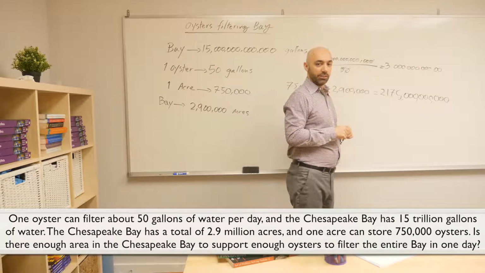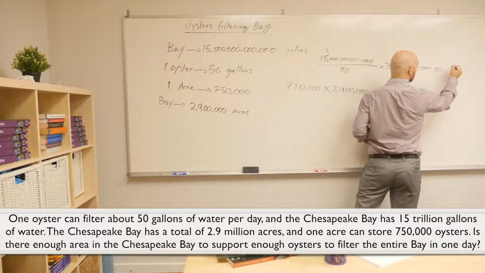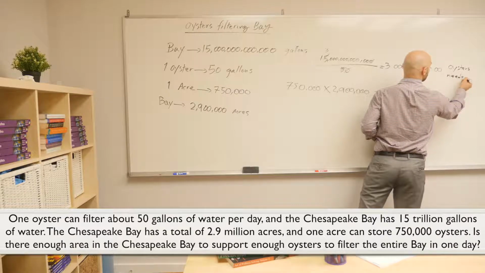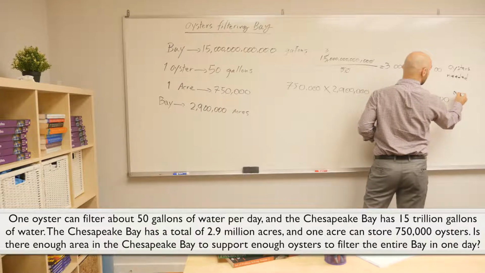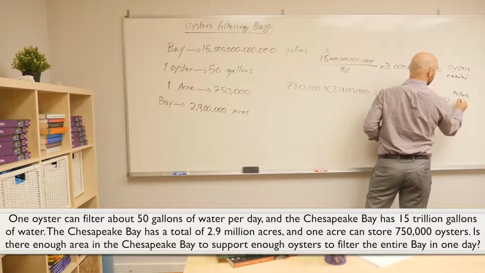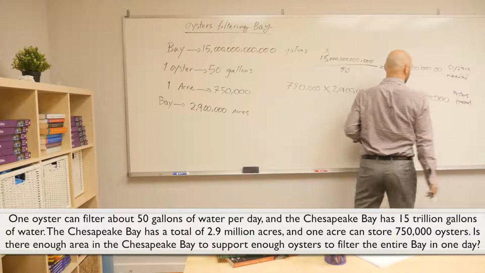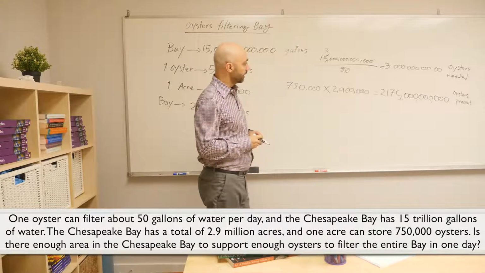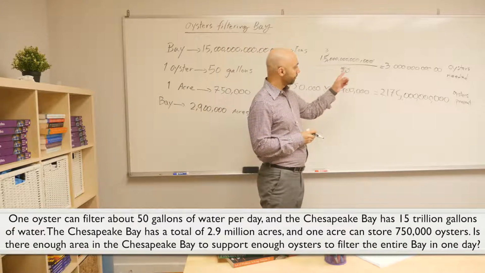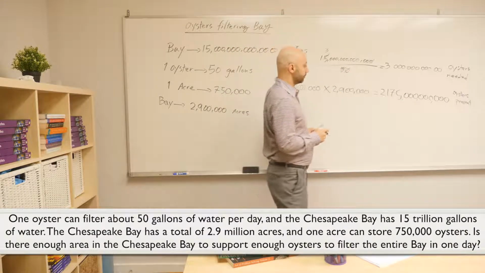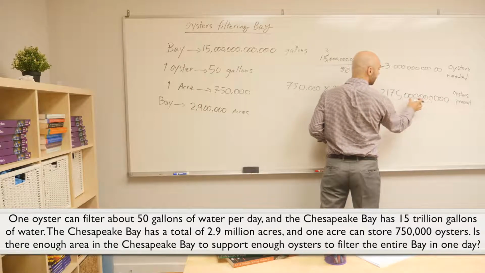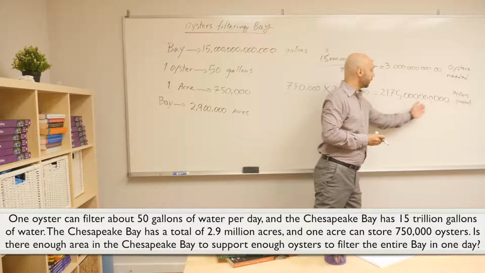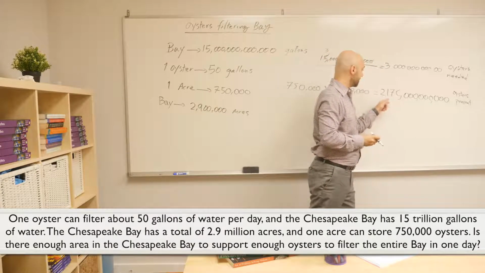So we just need to compare these two numbers. Remember, this was the number of oysters needed. This one is the number of oysters present in the bay. The best way to compare is to see how many zeros they have. We have 11 zeros here, and here we have 9, and if we go back, we'll see the number of zeros or digits after 21.